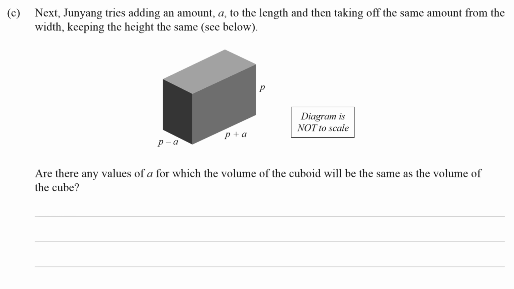Alright, so here we have another attempt. We're trying to adjust the lengths. So in this case we've subtracted some number a and added it to two of the sides. And we're looking if there's any number a that exists so that this cuboid has the exact same volume as the cube. Remember, the volume of the cube is p cubed.